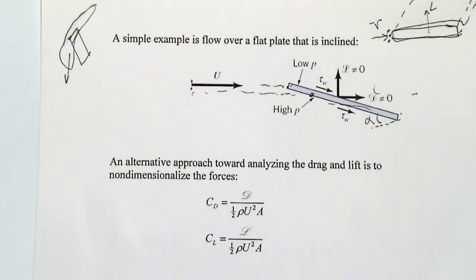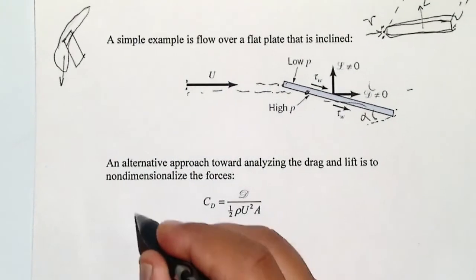But because drag and lift depend on the velocity, we can normalize like a Reynolds number, which is a non-dimensional constant number or non-dimensional term. Then the drag and lift coefficients are also non-dimensionalized. Okay, so this is going to be the drag coefficient.